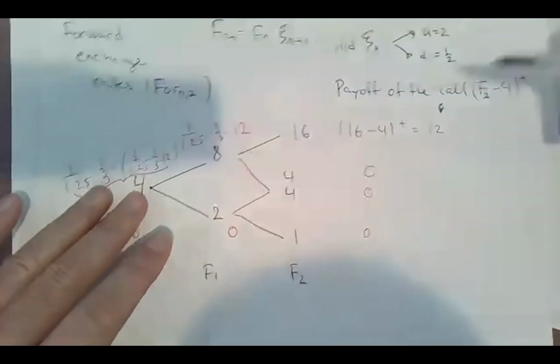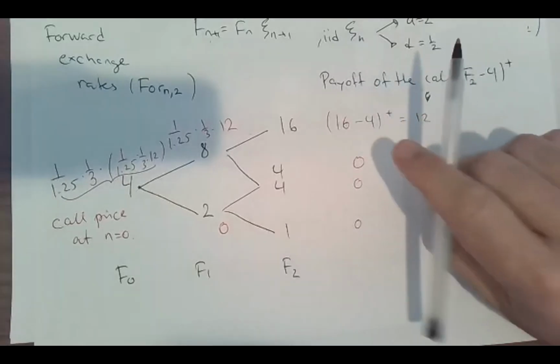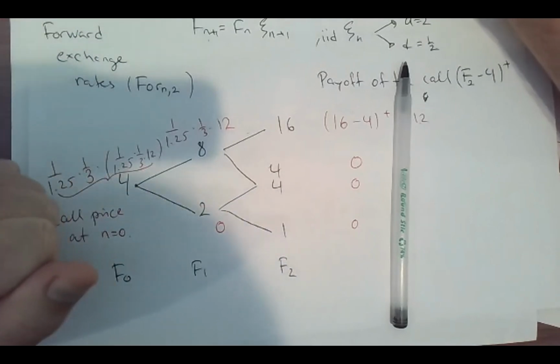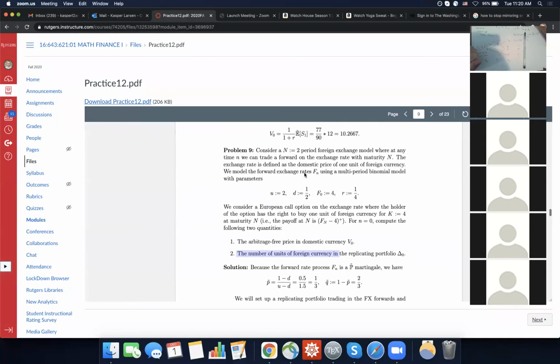The main difference is that the underlying is not a stock. The underlying, for whatever reason, is given in the problem to be something else. It says where at any time n we can trade a forward on the exchange rate. And so it's given that you can trade in the bank because there's a bank rate, and then you can trade in these forwards. So then the question is, how does your wealth process look like when you trade in forwards?